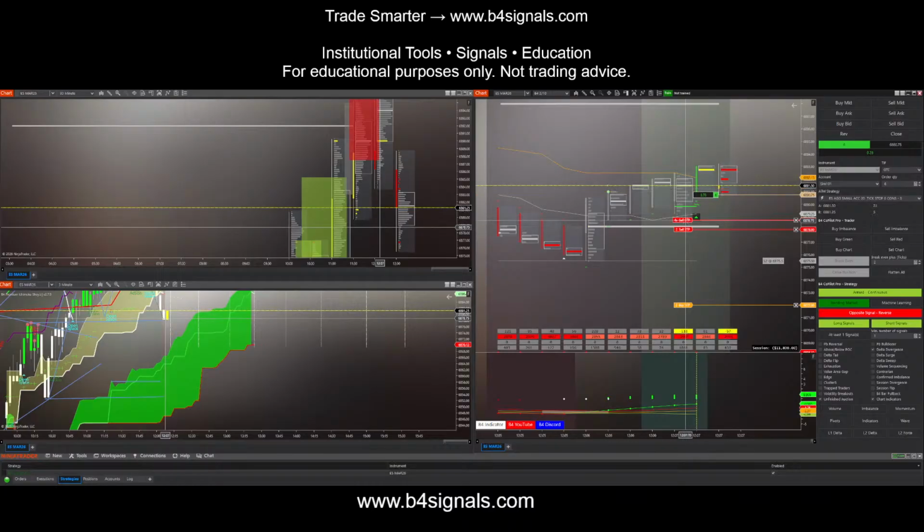Footprint heat, absorption where the buyers be. Our structure, shifting pace, still we operate by grace. Stops in place, no reckless place.